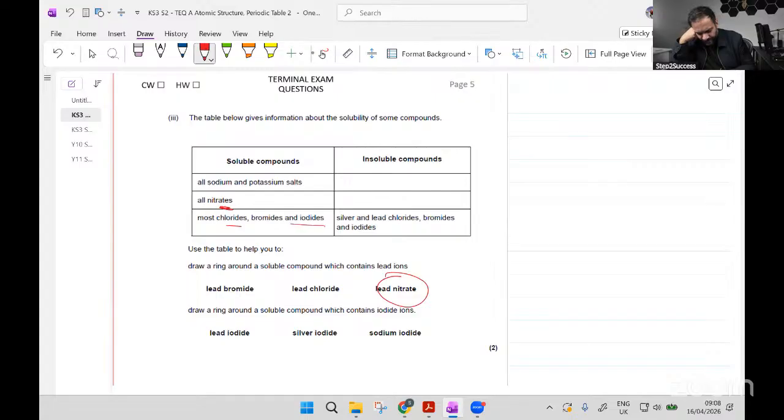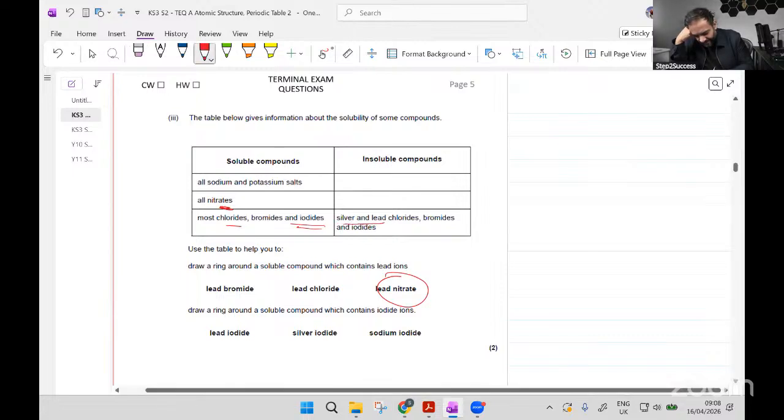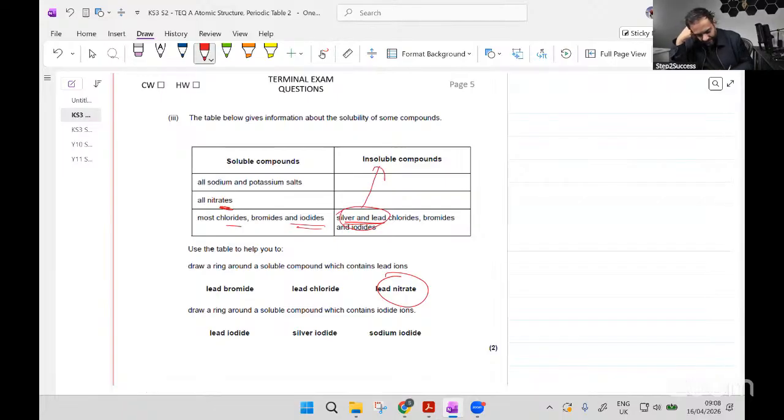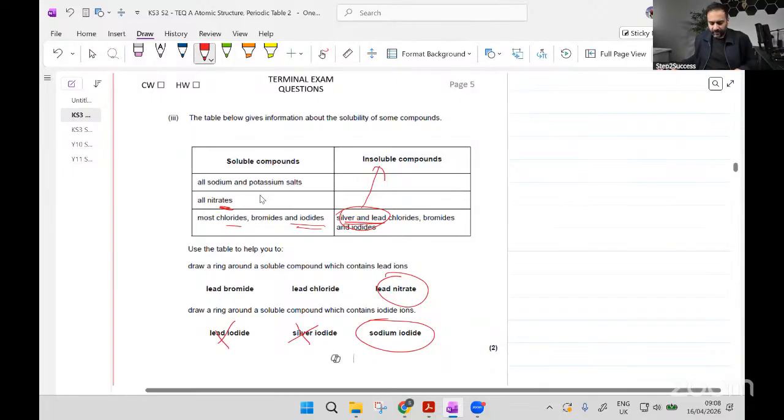Most iodides are soluble, but silver and lead are insoluble. It's a very weird table. It's telling you that silver and lead are insoluble, so we can't do those two. So it has to be that one. The answer for that question.